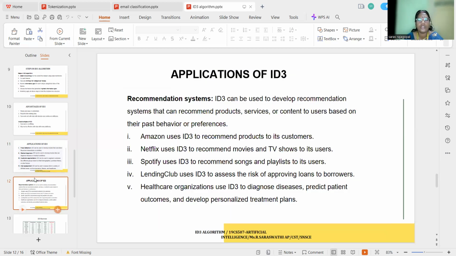These are the applications of ID3. Some recommendation systems use the ID3 algorithm. Amazon uses the ID3 algorithm. Netflix uses ID3. Spotify and Lending Club also use ID3. Many healthcare organizations use the ID3 algorithm to diagnose diseases, predict patient outcomes, and develop personalized treatment plans.